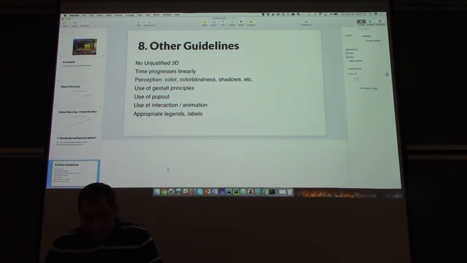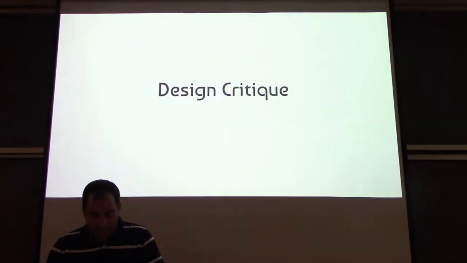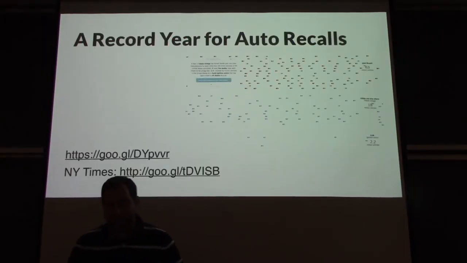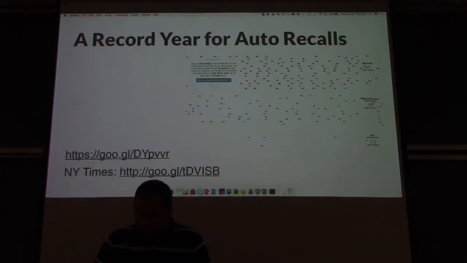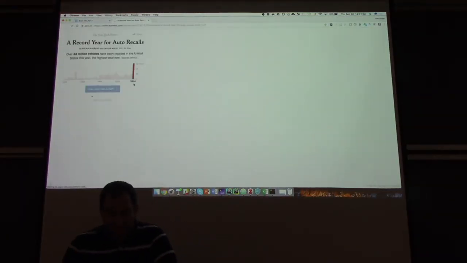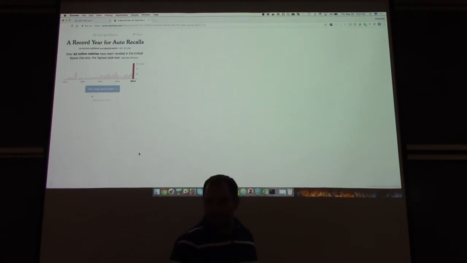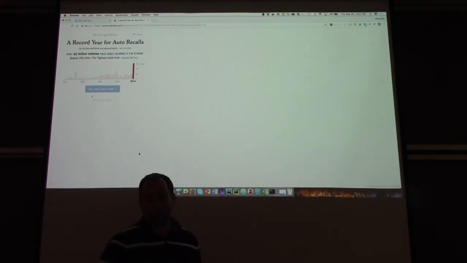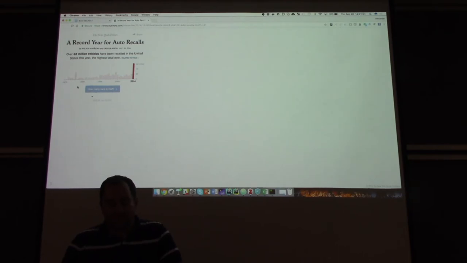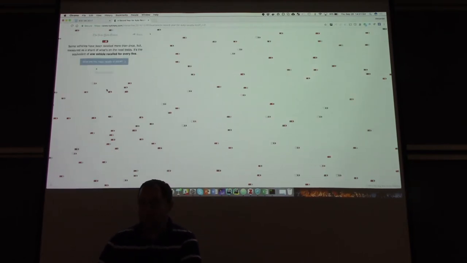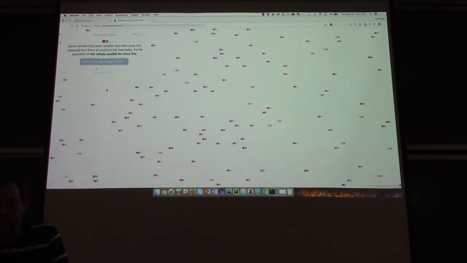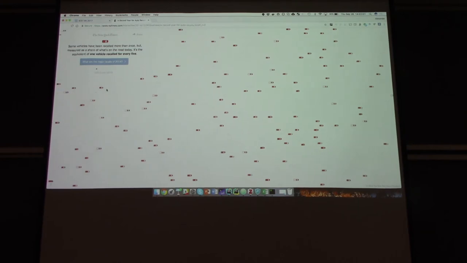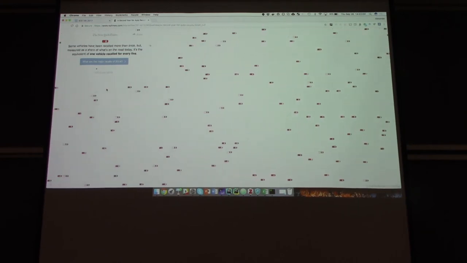Okay, great. So this brings me to the design critique that I wanted to do. I'll be handing this out in a second. This is a New York Times figure, or actually an interactive one. In 2014, there were a lot of incidents with recalls for cars, especially because of the Takata airbags, which caused many recalls. And so this visualization shows us how many cars have been recalled. I'll let this play, and then I'll hand this out, and then you have 5 minutes to discuss this, using the guidelines that I just explained, and then we'll talk about it as we go.